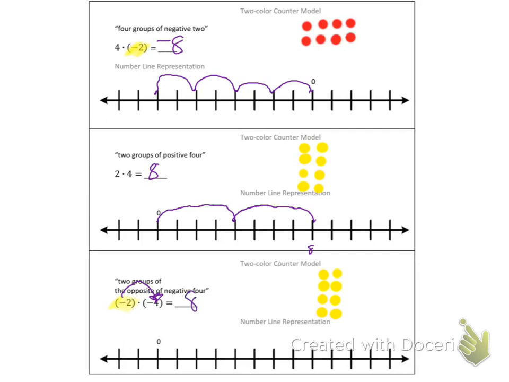And so my skip counting is going to look the same. 4, 8. We end up with a +8.